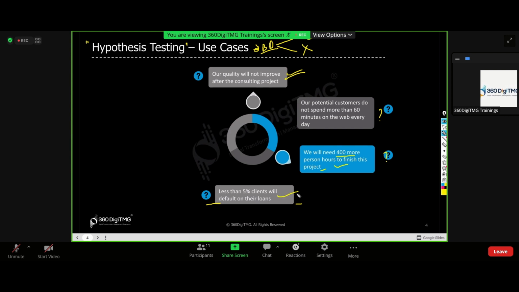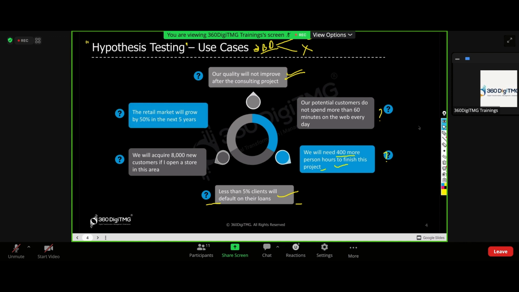Then you have less than 5% of clients with default on their loans. Should we give them loan? Here it says we will acquire 8,000 new customers if I open a store in this area. Now, should you open a store or should you not open a store? What decision are you going to take? These decisions can be statistically taken using this concept of hypothesis testing.